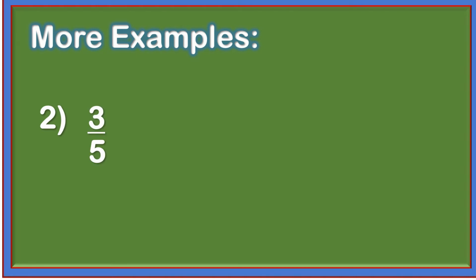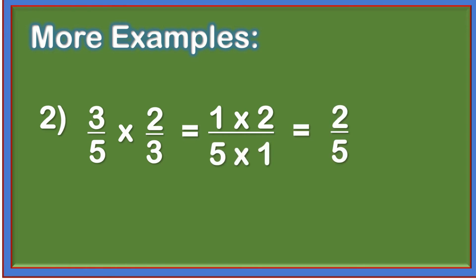Number 2, we have an example, 3/5 times 2/3. So, it will now become 1 times 2 and 5 times 1. Bakit? Dahil ang 3 ay magiging 1 na siya at saka ito. Dahil ni-reduce na natin siya bago pa tayo nag-multiply. So, ang 1 times 2, ito na yun. Then, 5 times 1, ito yun. So, 1 times 2 is 2. 5 times 1 is 5. So, the answer is 2/5. Okay.